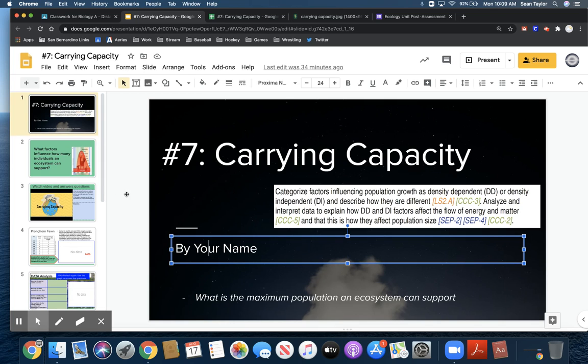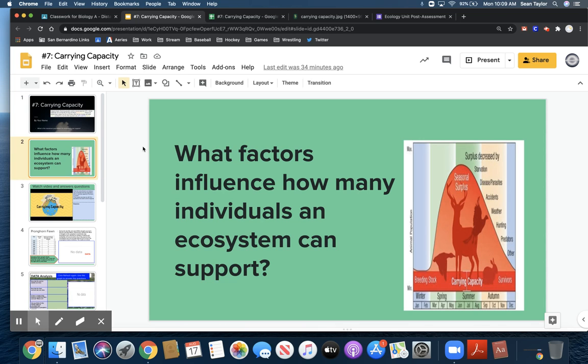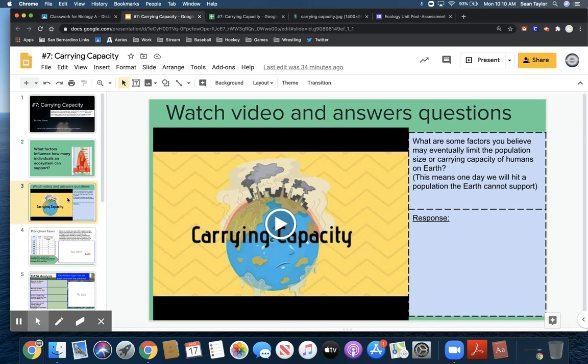Maybe just add your name right here. But slide 2 says, what factors influence how many individuals an ecosystem can support? This is our main objective for this assignment. Nothing for you to do there, but something for you to think about as you're completing the activity.